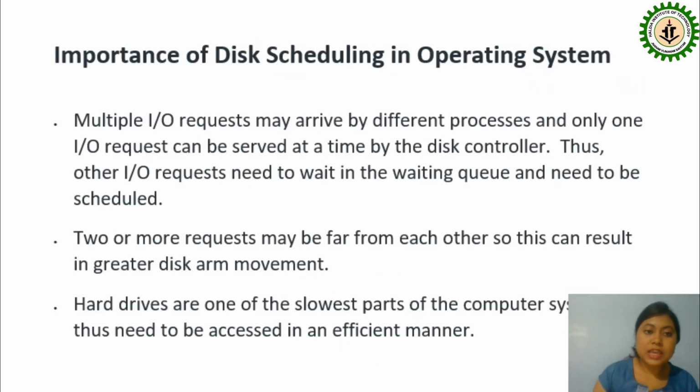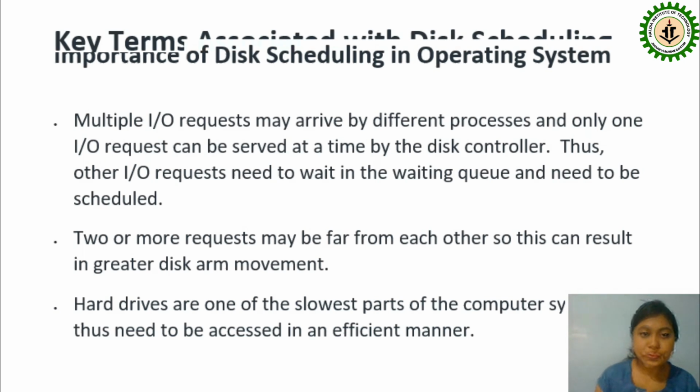Next, what is the importance of disk scheduling? Multiple I/O requests may arrive from different processes, but only one I/O request can be served at a time by the disk controller. Thus, the I/O requests need to wait in the waiting queue and need to be scheduled. Two or more requests may be far from each other, so this can result in great disk arm movement. Hard drives are one of the slowest parts of the computer system and need to be accessed in an efficient manner.